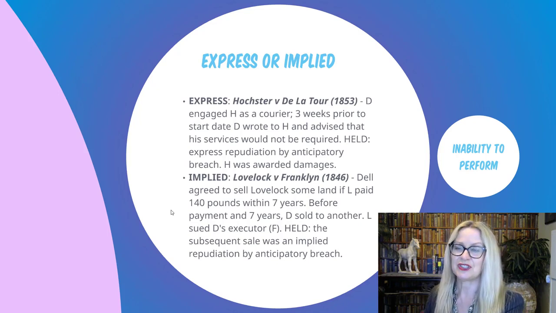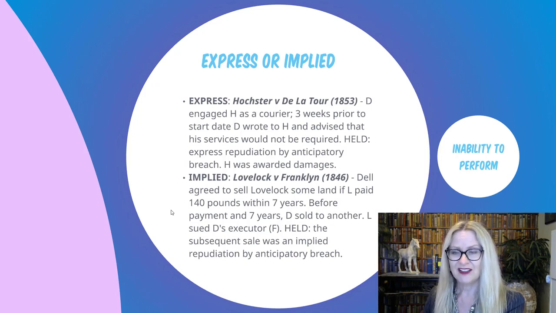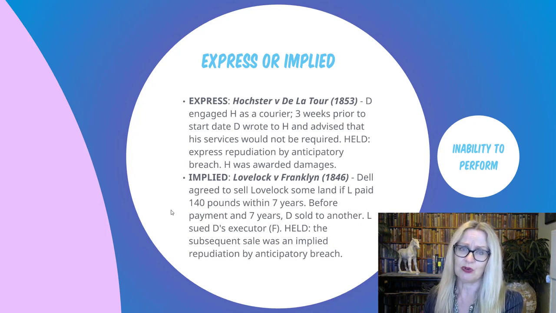Implied, a very clear situation here, Lovelock and Franklin. Dell agreed to sell some land to Lovelock if Lovelock paid £140 within 7 years. Before that time had elapsed, and before payment, Dell got rather impatient and sold the land to somebody else. Lovelock sued Dell's executor, who was Franklin. It was held in that case that the subsequent sale was an implied repudiation by anticipatory breach. So instead of being a lot of little things that went wrong, like in Progressive Mailing House, here we had one big thing, selling the land to somebody else. So that is the nature of repudiation that can be expressed or implied.